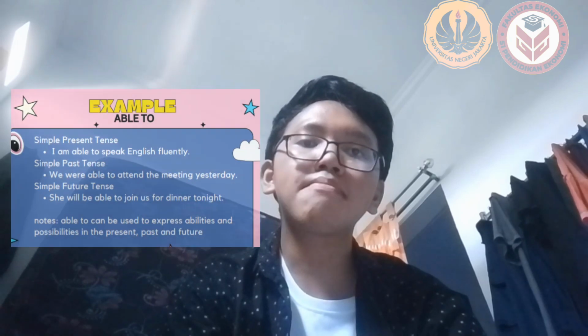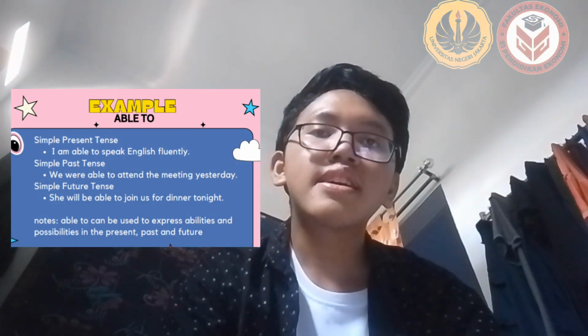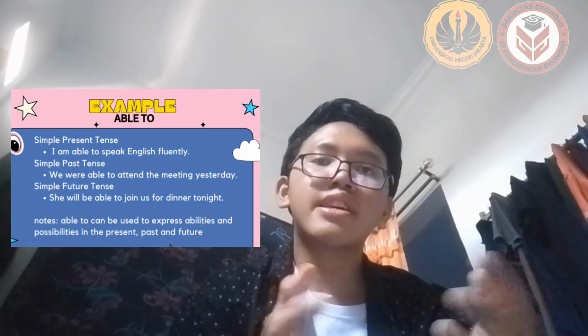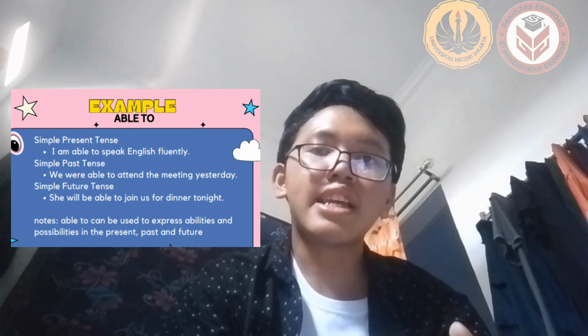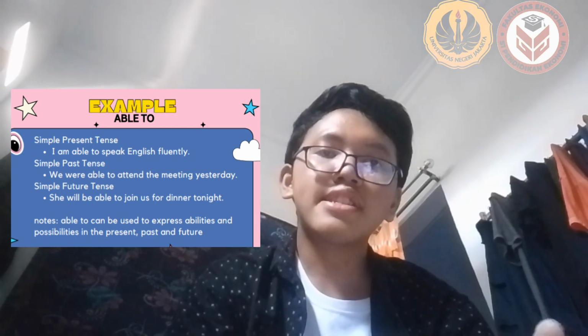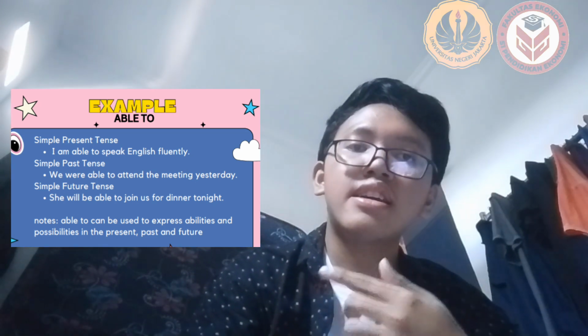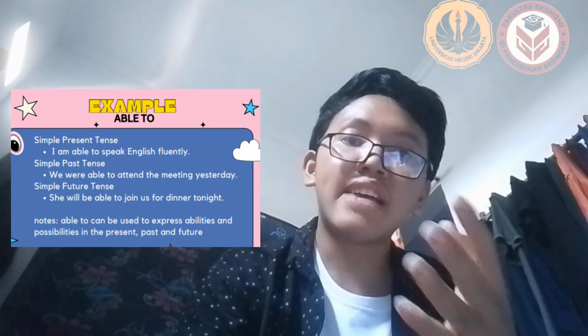Next, the example: able to. Simple present tense: I am able to speak English fluently. Simple past: We were able to attend the meeting yesterday. Simple future: She will be able to join us for dinner tonight. Notes: able to can be used to express many abilities and possibilities in present, past, and future.